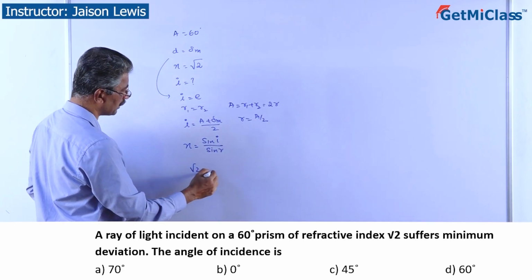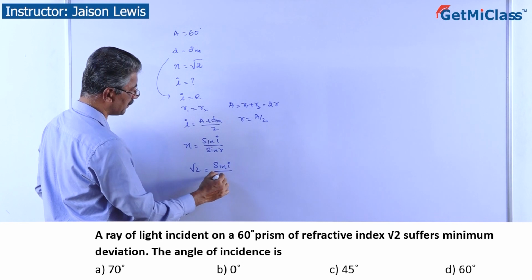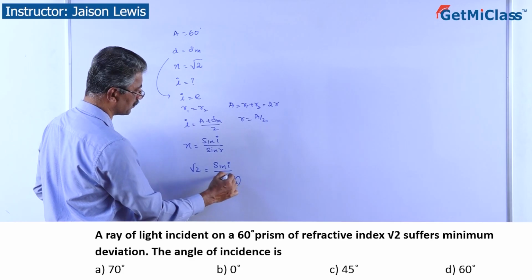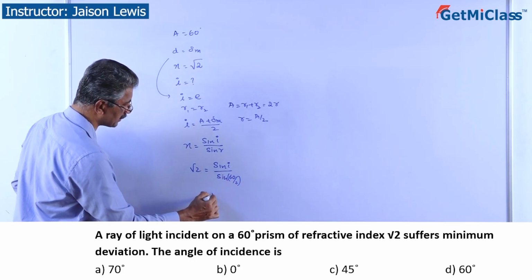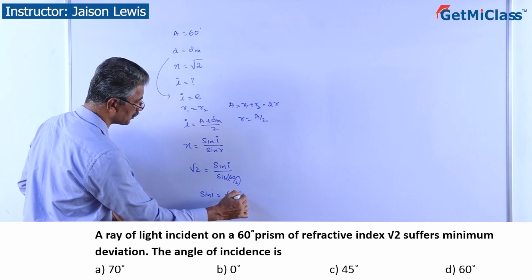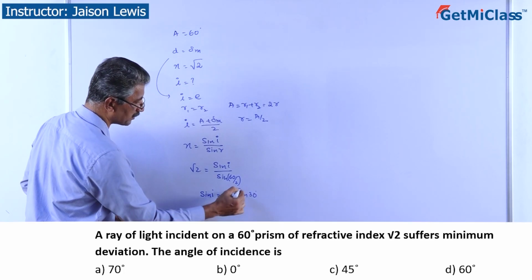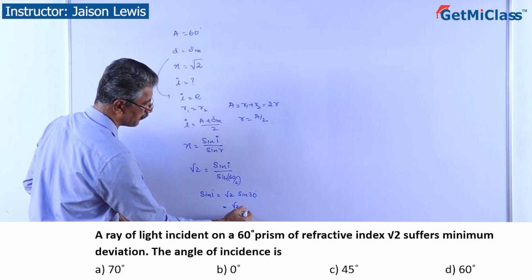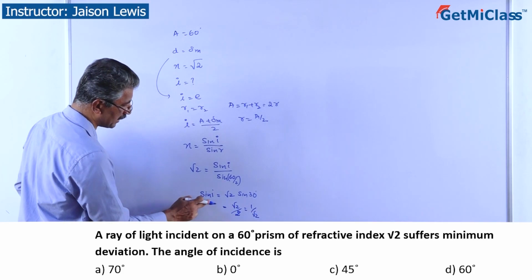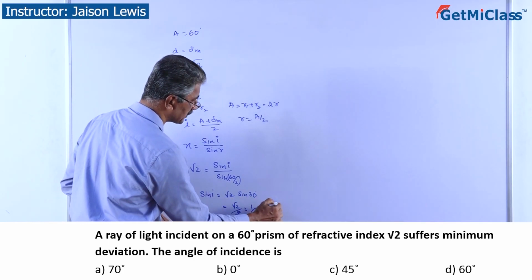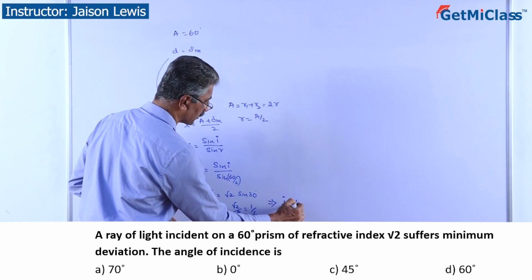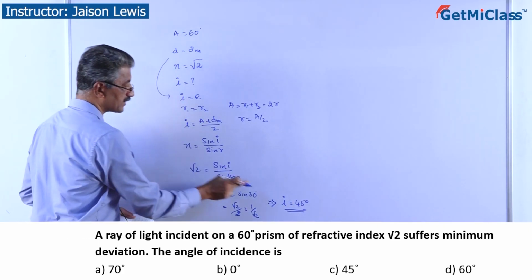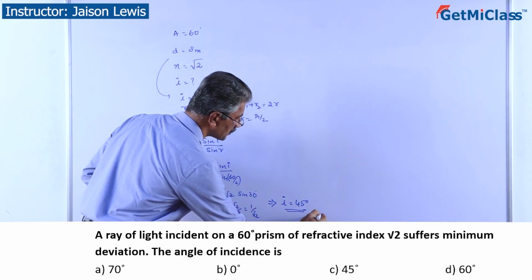N, which is root 2, is equal to sin I divided by sin R, where R is equal to A by 2, that is 60 divided by 2. Therefore, sin I is equal to root 2 into sin 30. Sin 30 is half, so root 2 divided by 2, which is 1 by root 2. Therefore, sin I is equal to 1 by root 2, which implies I is equal to 45. Therefore, the angle of incidence for this particular case is 45 degrees, and that is given as option C.